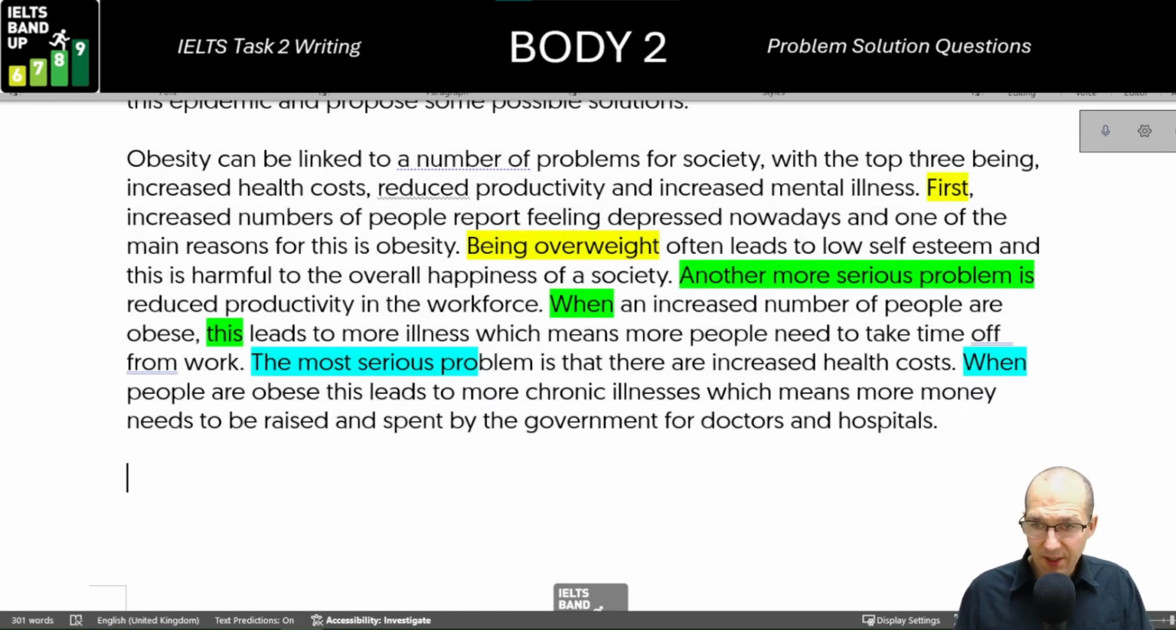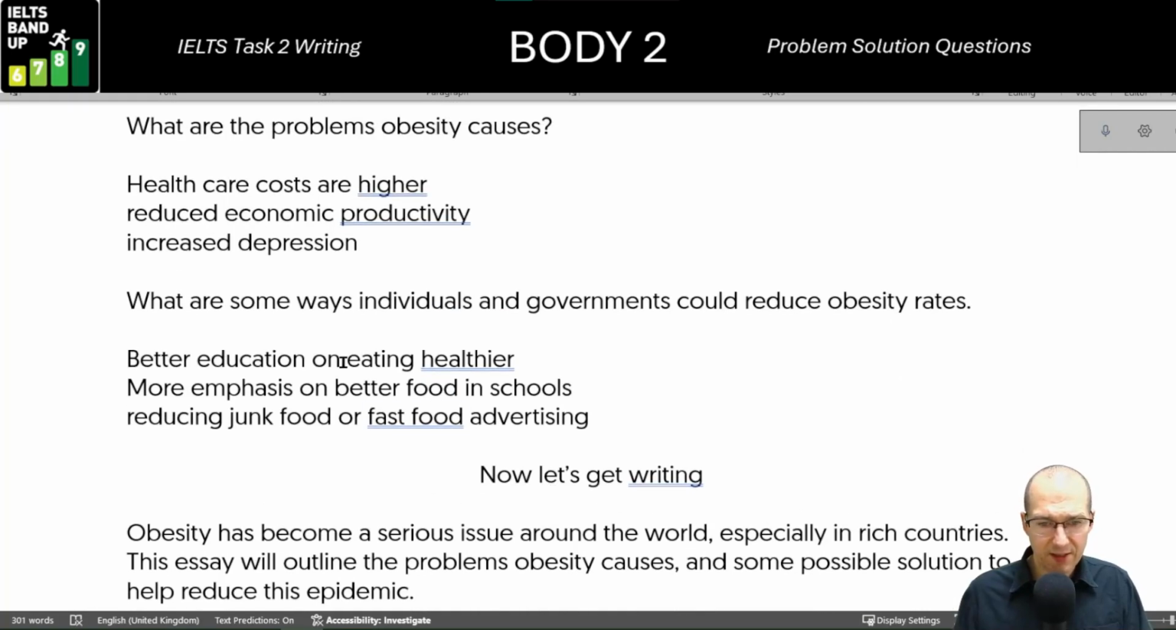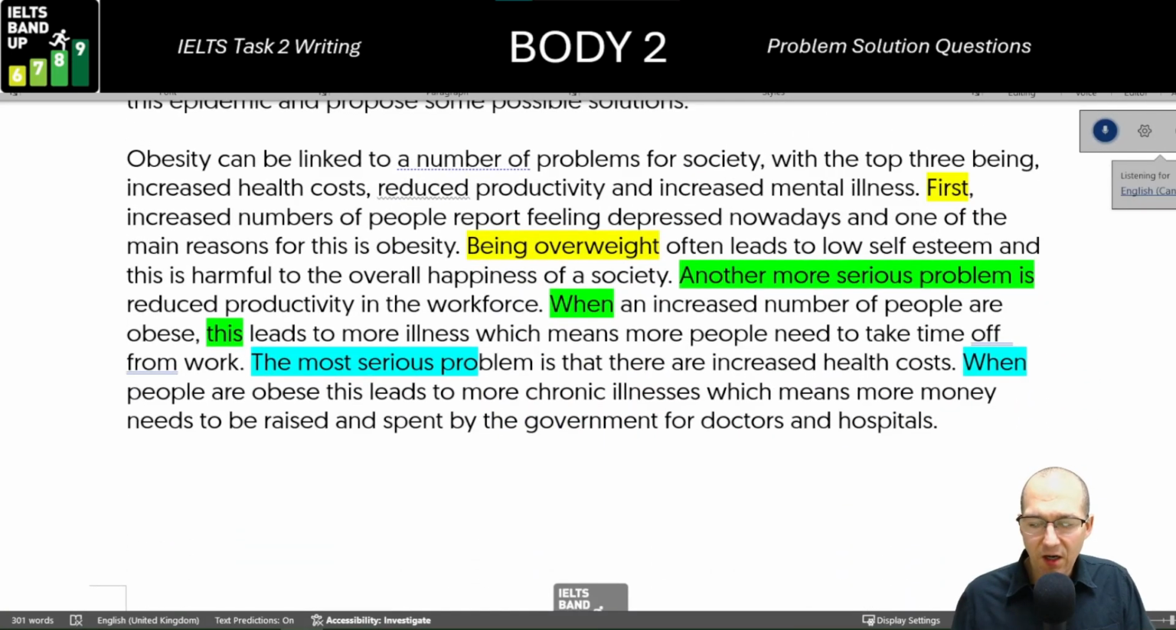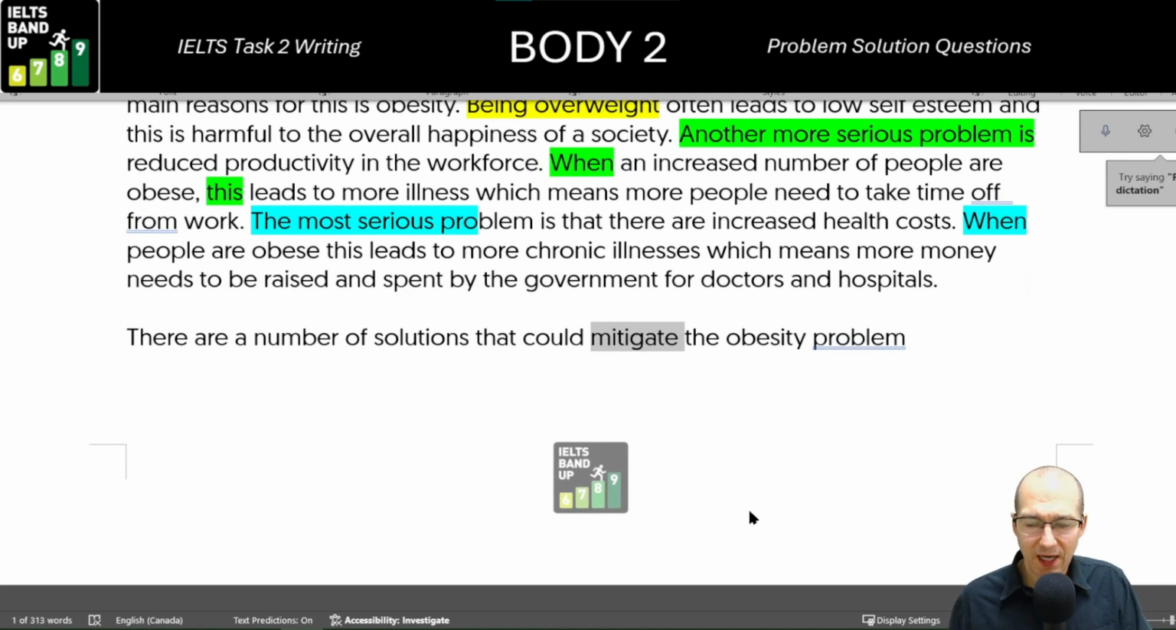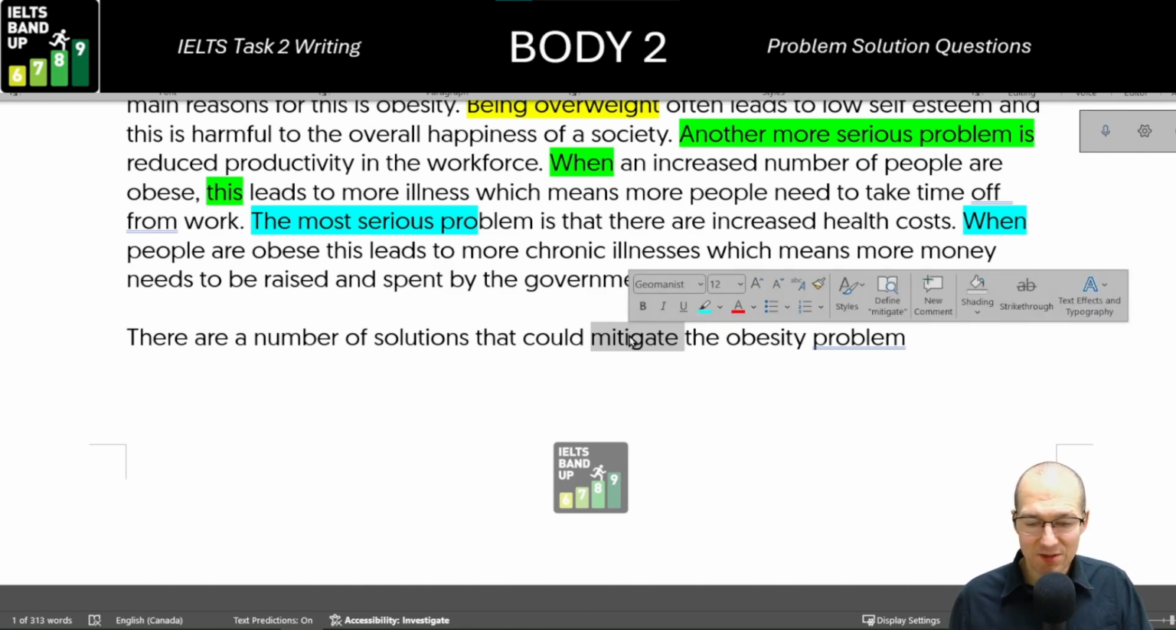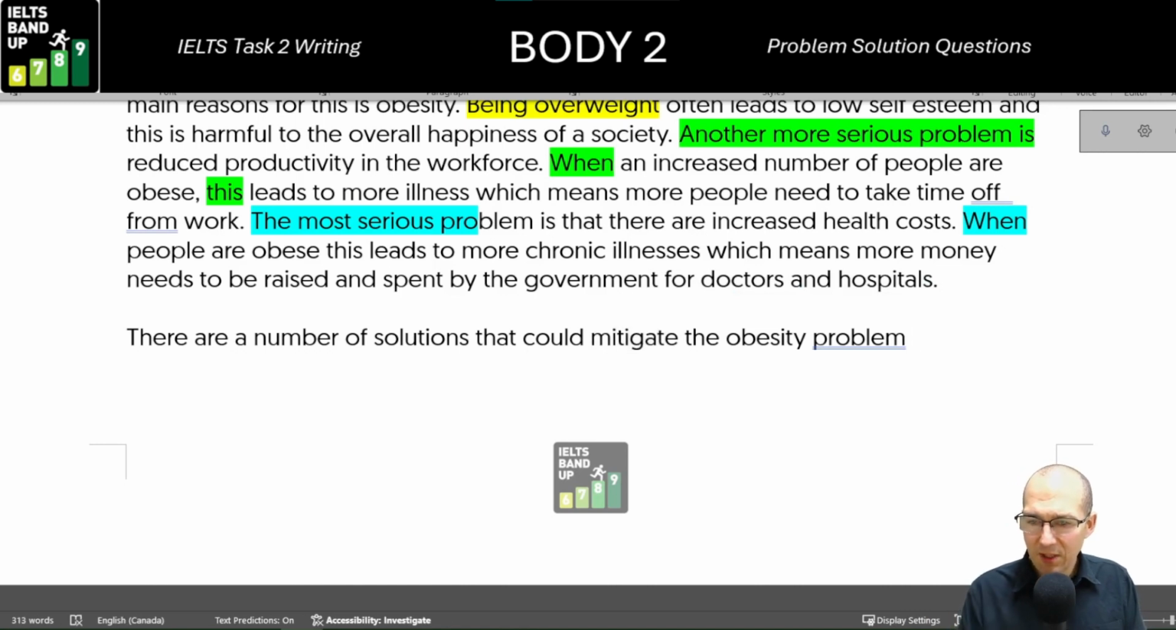Okay. Now, in our next body paragraph, we need to write the solutions, right? And here they are here. There are a number of solutions that could mitigate the obesity problem. Now, first, I know this is a big word, but this is a word I'd like you to memorize, okay? Mitigate means reduce, and there are many chances you could use this in your writing or in your speaking. It just means you take a problem and you make it happen less, right? So we'll put a period there for now.